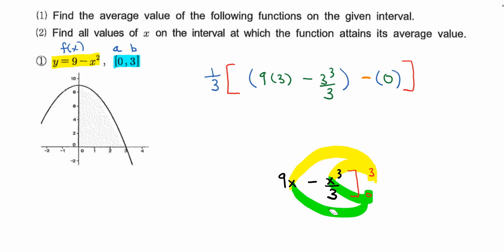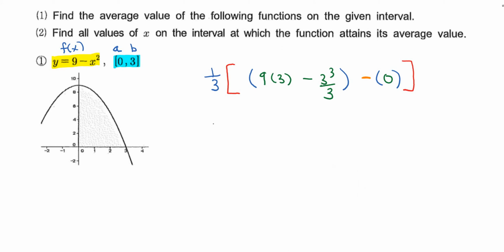After that, we just need to calculate the final answer. The 1/3 would go right there. In the red bracket, 9 times 3 is going to be 27 minus, well, 3 to the power 3 is 27, and 27 divided by 3 is going to be 9. So 27 minus 9, and minus 0 is going to be 0. So now your final answer should be 1/3 of 27 minus 9, and if you do the math here, this is going to be 6. So the average value here is 6.